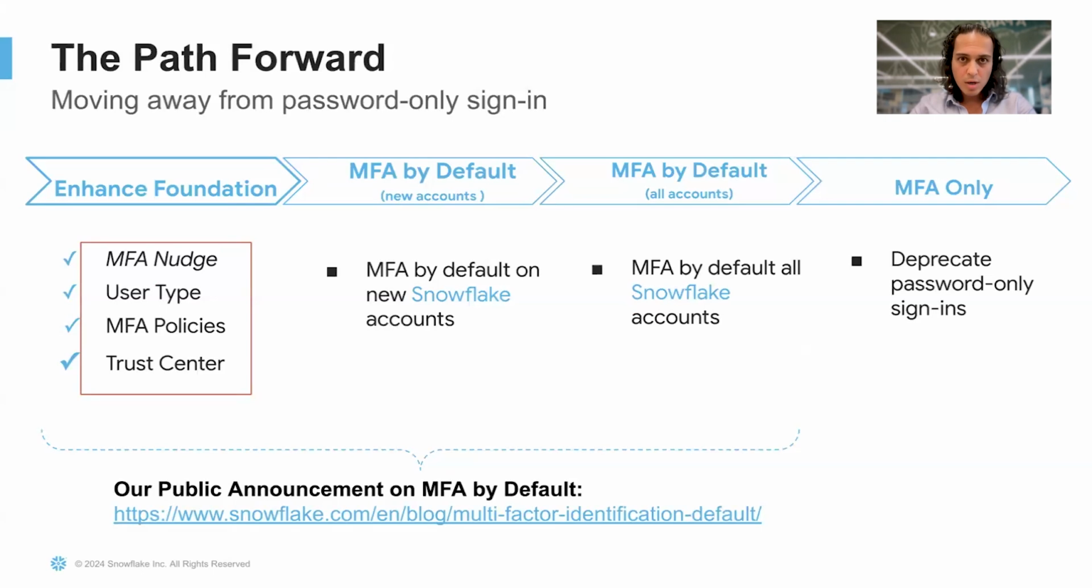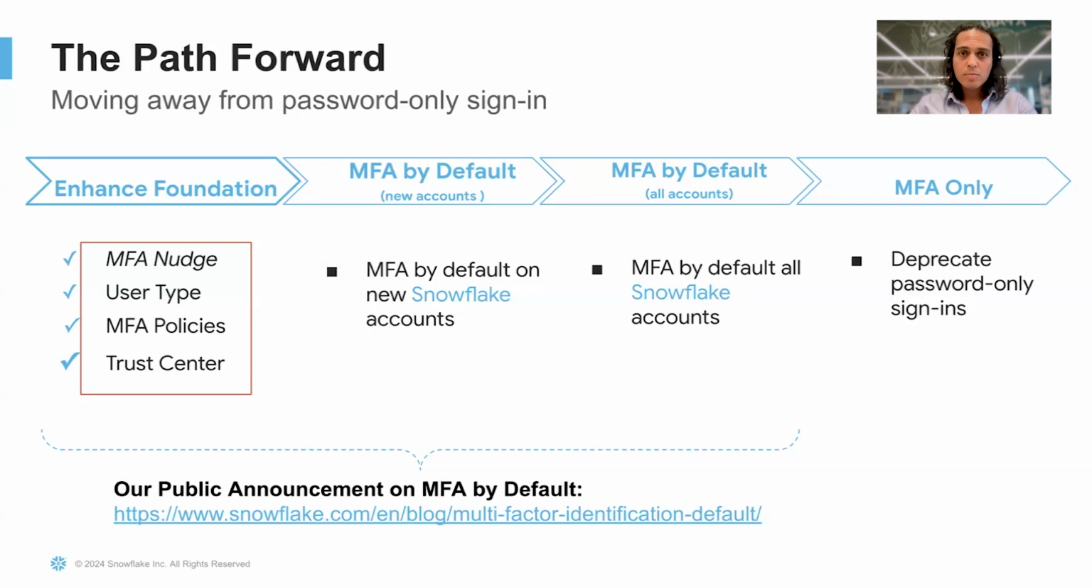The second part of our strategy is around products, making sure that we are ready to help our customers adopt these strong authentication primitives. We started back in July by shipping MFA Nudge, which was a feature in Snowsight that helped users enroll into multi-factor authentication. We also introduced a notion of user types, which was a way for the admin to tell Snowflake if a user is a service user versus human. We also introduced MFA policies, a way for the admin to decide if the whole account or certain users within the account are subject to multi-factor authentication.